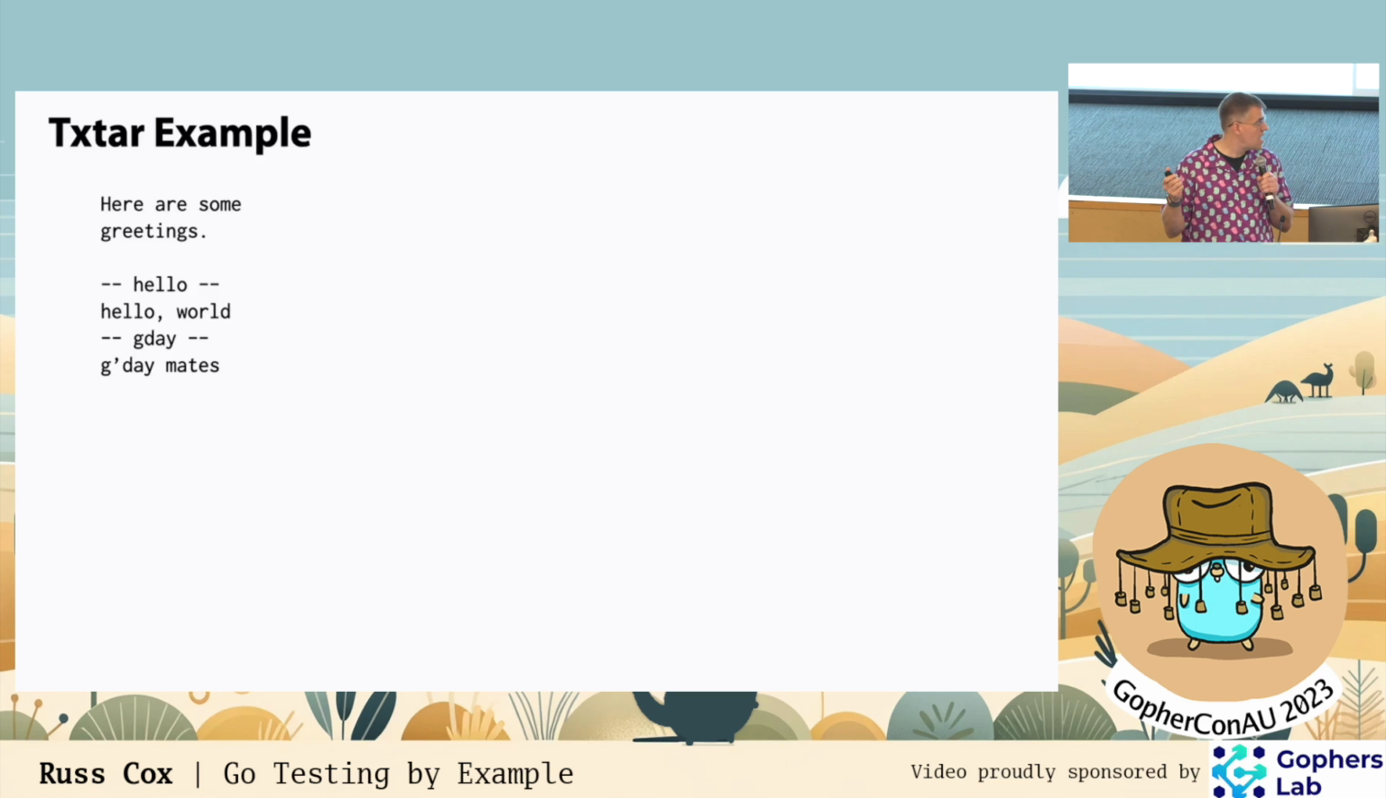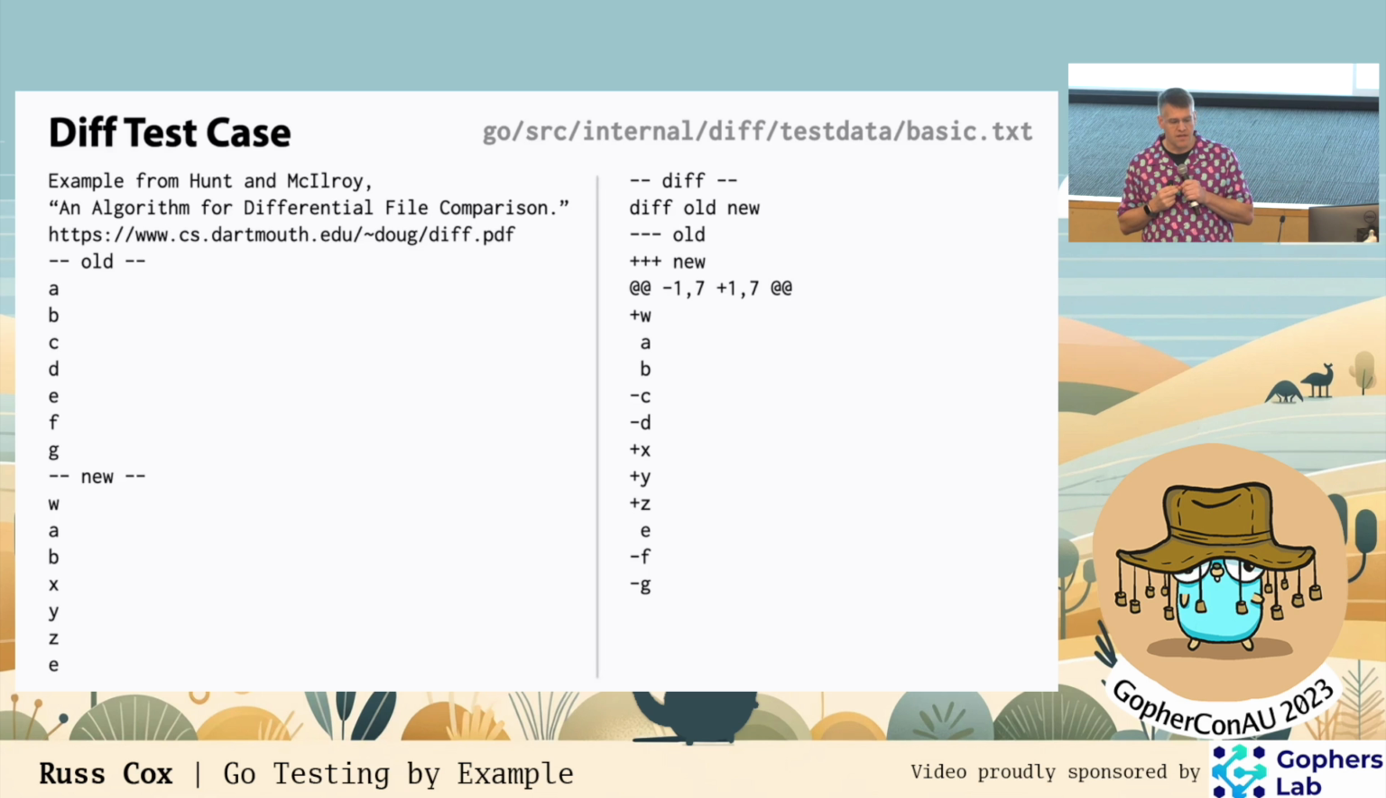So these goals and non-goals led to a very simple format. Here's an example. The txtar file starts with a comment. In this case, here are some greetings. And then in general, there's 0 or more files that follow the comment, which are each introduced by a line with 2 dashes and a space and a file name and then a space and 2 dashes. And so this archive has 2 files, each of which are 1 line, named hello and g'day. And that's it. That's the entire format.